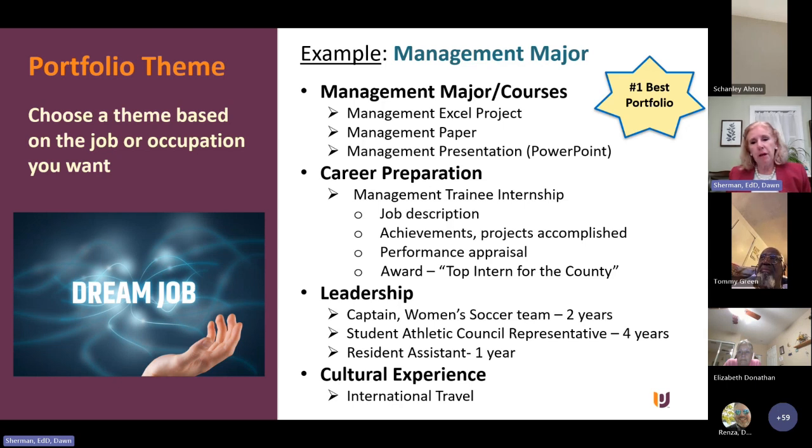And she just talked about the first time that she had left this country and what that was like for her, and that experience that she had and how she thinks it will help her be a better leader and a better manager when she gets that job. She won in her senior year the best portfolio contest.